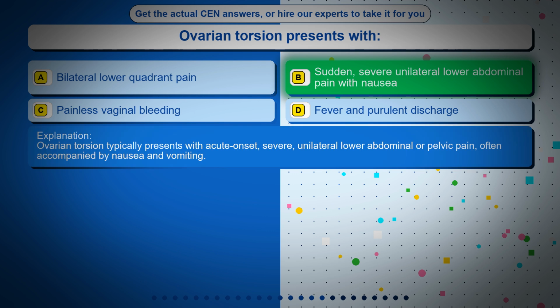Ovarian torsion typically presents with acute onset, severe, unilateral lower abdominal or pelvic pain, often accompanied by nausea and vomiting.